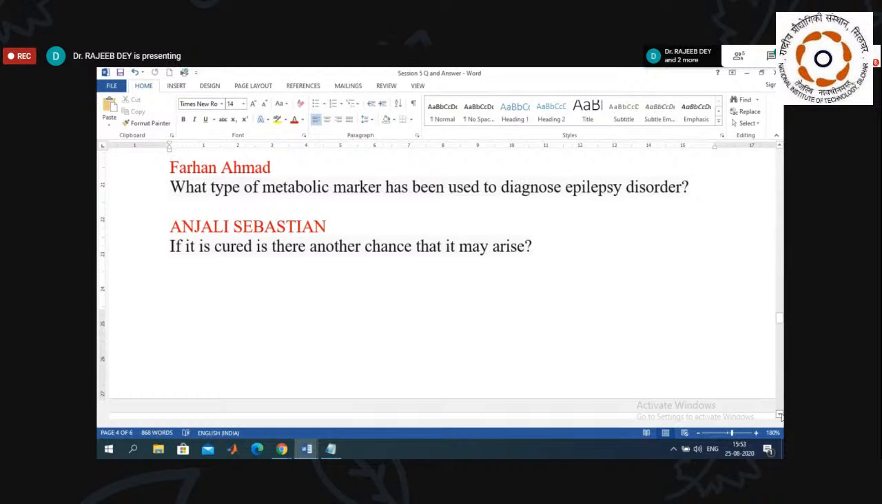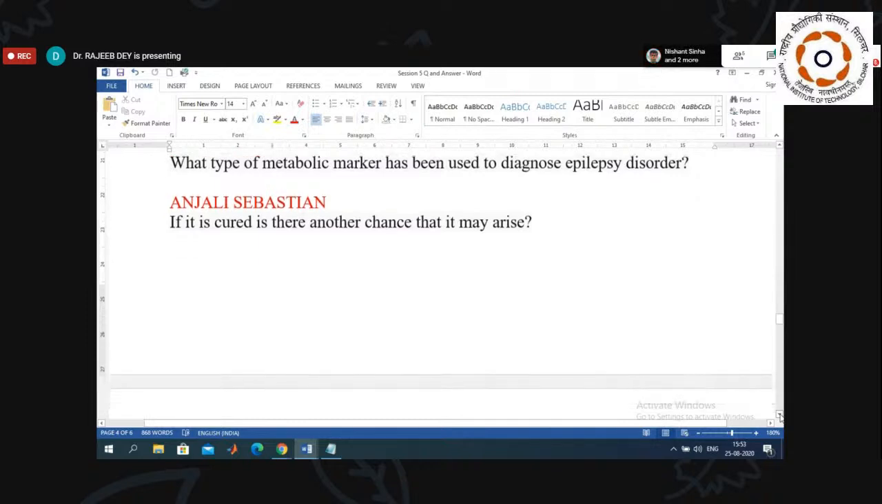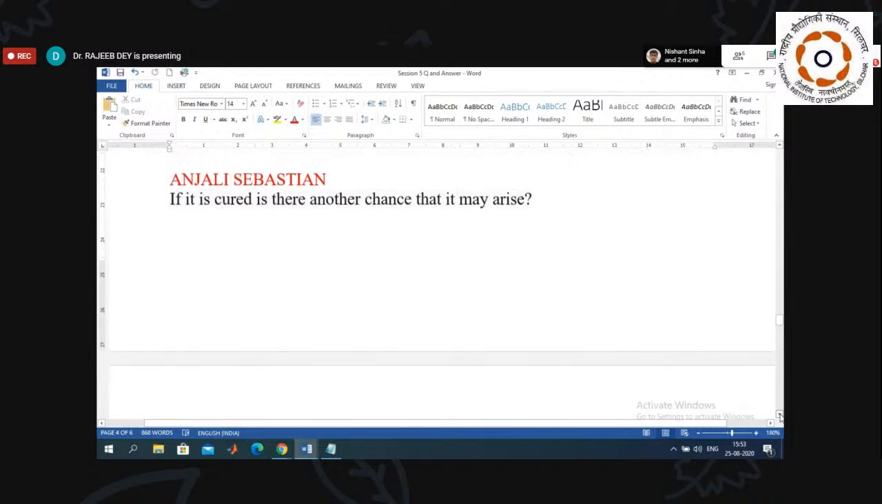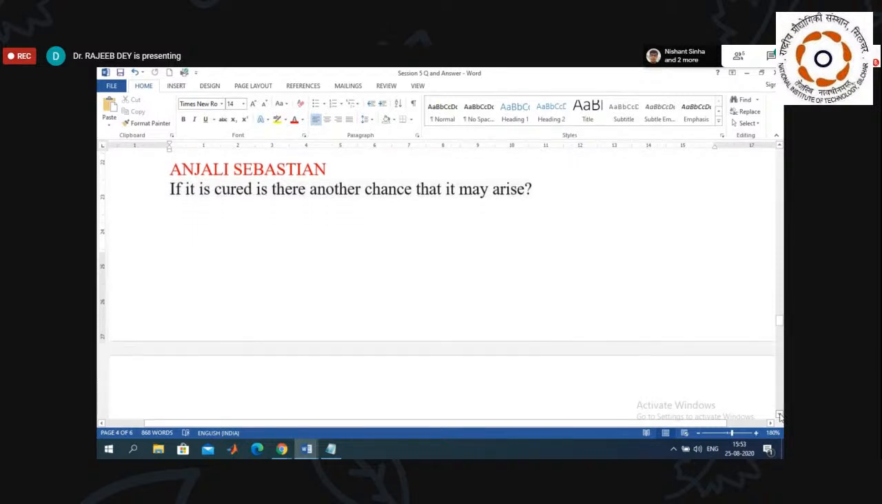Metabolic markers are often measured using SPECT or PET MRI. The metabolic markers essentially measure the uptake of sugar, for example. So it is basically using SPECT and PET, and there is an F tracer, I don't remember the name now.